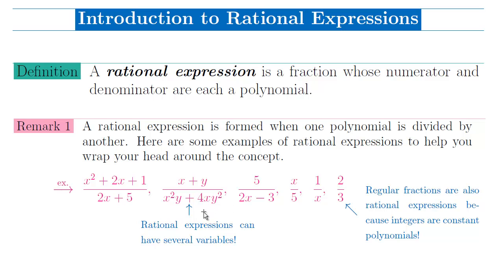Sometimes those polynomials have multiple variables. Sometimes they don't. Sometimes they're simply composed of a constant or a monomial term. In any case, anytime you have a fraction that involves variables that are polynomials, these are called rational expressions. I kind of remember it by thinking of the word rational and breaking it up into ratio. A ratio is a quotient, so I think of rational expressions as quotients of polynomials.